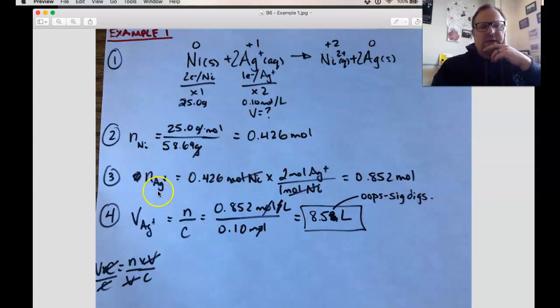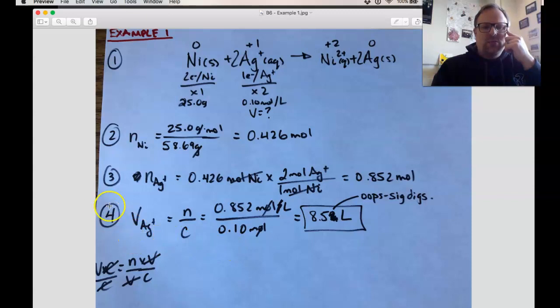Then step 3 is figure out number of moles of your unknown, which is this one, using a mole ratio. So I set it up, whatever you have here, so that's 0.426 moles of nickel times the ratio of what you want over what you have. So I want to figure out number of moles of silver ions. I already have number of moles of nickel. So using the coefficient 2 for silver and 1 for nickel, I get an answer of 0.852 moles.